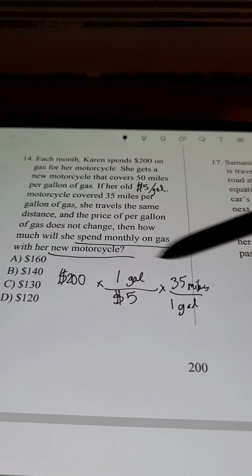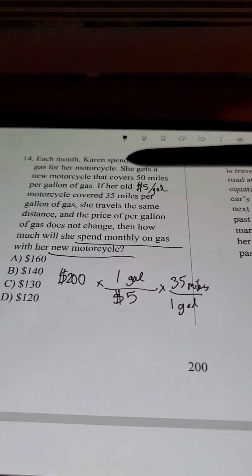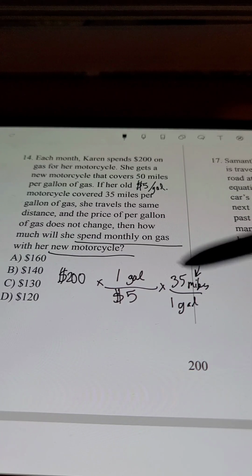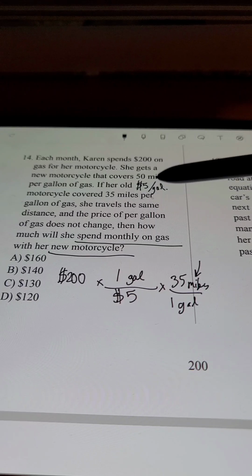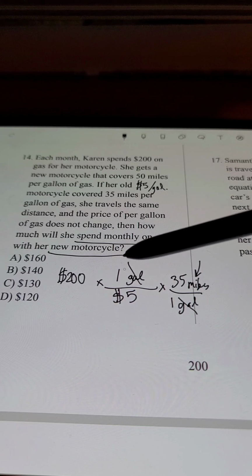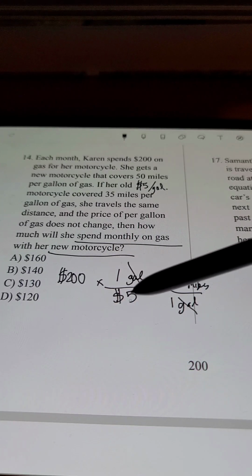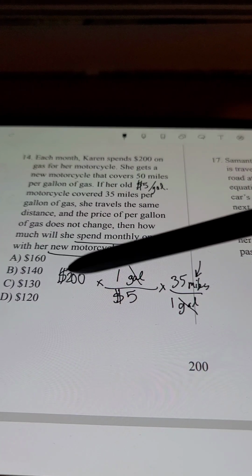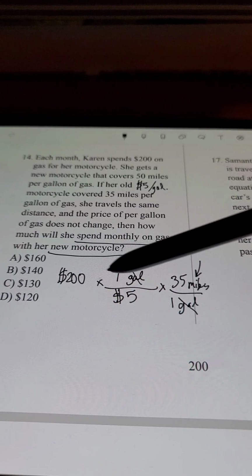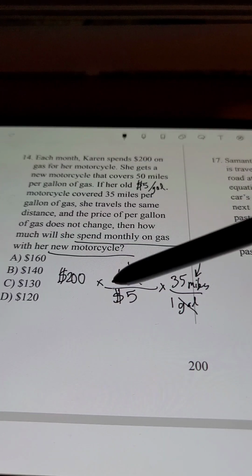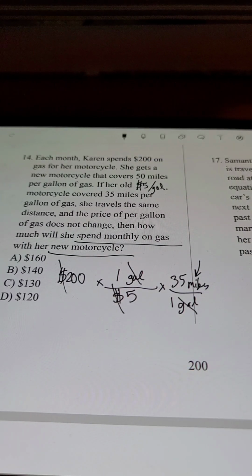And then I said I'm going to set up a problem to figure out how many miles Karen is originally driving with the old motorcycle. So I started with miles on top right over here so that I keep that unit. And then I used the relationship of 35 miles per gallon with the old motorcycle to cancel out gallons and gallons here by using the relationship also of 1 gallon for cost $5. And then I'm now going to cancel out the dollars over here by saying, oh, with her old motorcycle, she's spending $200 monthly on gas. So then dollar and dollars cancel out.